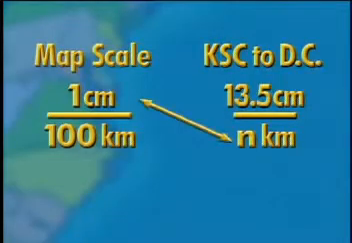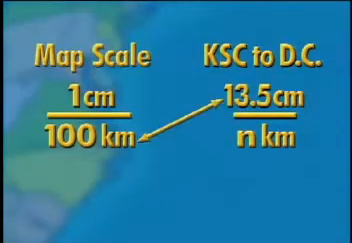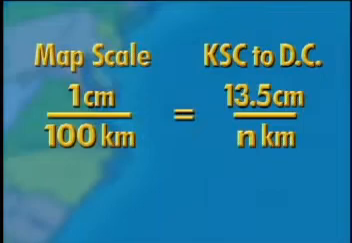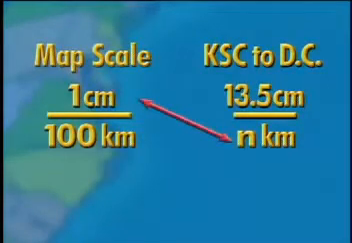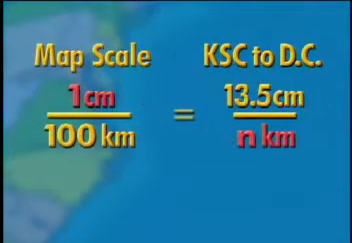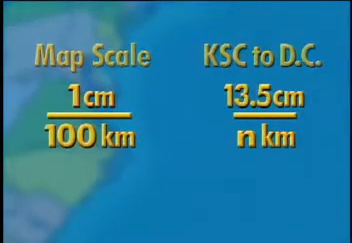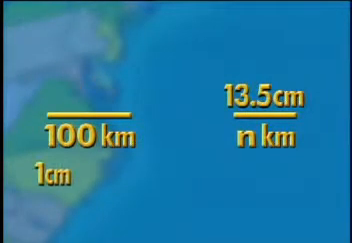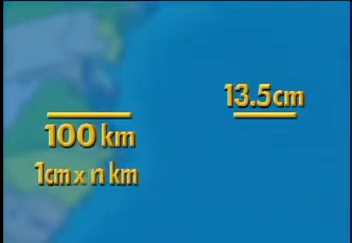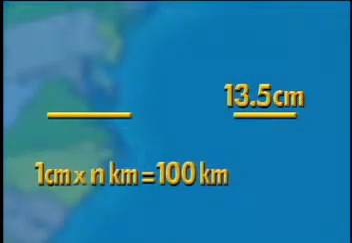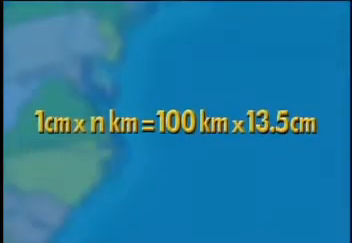In a proportion, the cross products of the two ratios are equal. In other words, the product of the top value from the first ratio and the bottom value from the second ratio is equal to the product of the top value of the second ratio and the bottom value from the first ratio. We can write the cross product as 1 centimeter times n kilometers equals 100 kilometers times 13.5 centimeters.